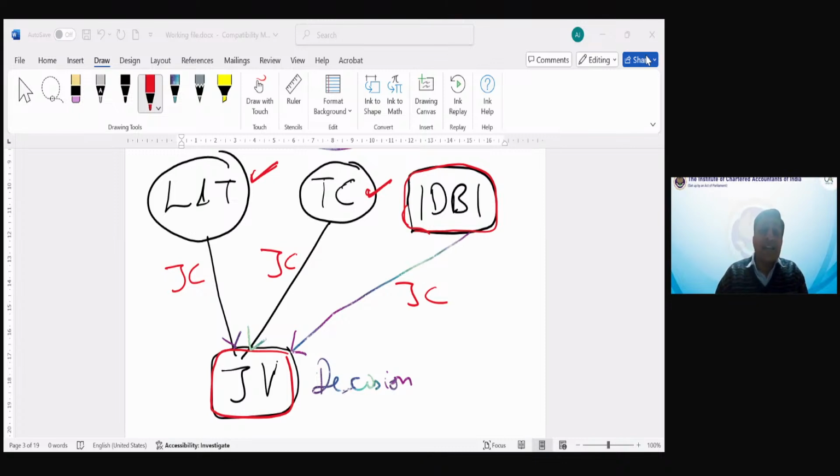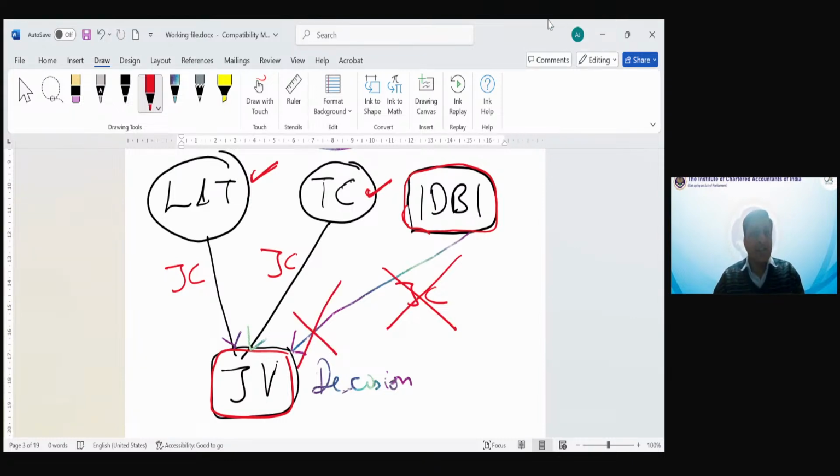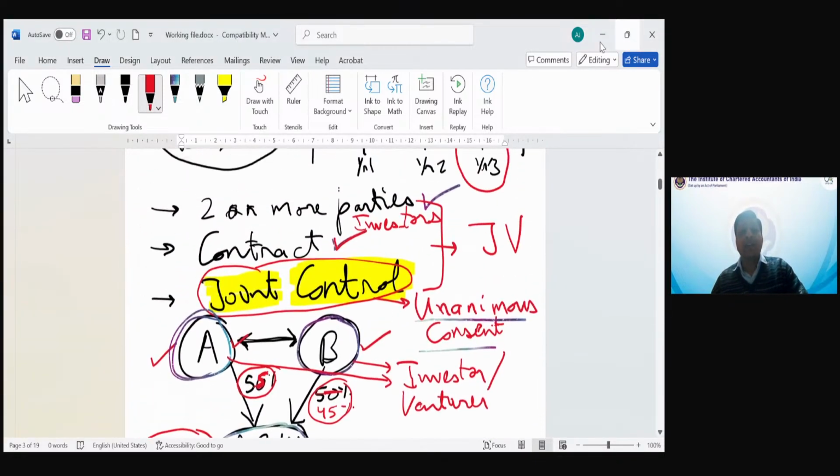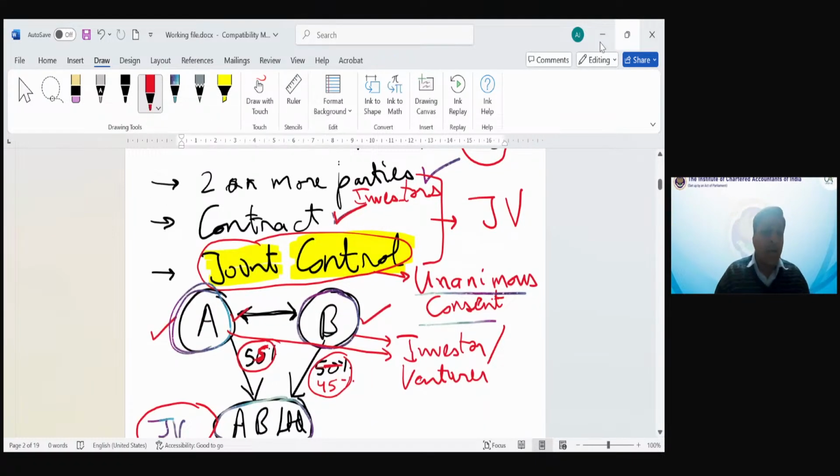So the moment we say consent is not required, what will happen? Joint control will not be there. And if the joint control is not established, then what will happen? This will not become a JV. Clear on this? The moment you say joint control is not there, it will not be JV. So of course you can say IDBI is provider of finance or a lot of things, but that is not the way through which you will evaluate. What are the ways through which you will evaluate? There is only one way. And what is that? To look at these conditions. And please remember, all these conditions have to be fulfilled.